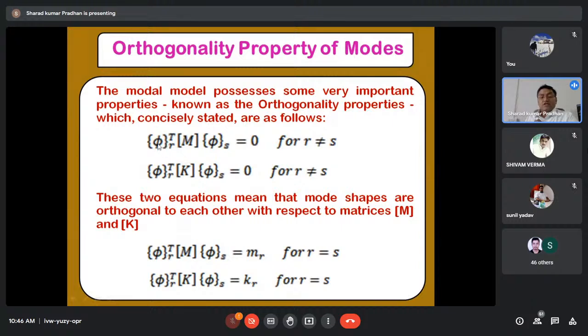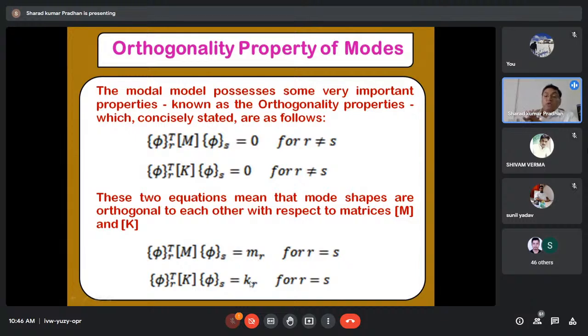Look at this. This is phi, this is phi. Phi means mode shapes: the mode shape of the rth frequency and the mode shape of the sth frequency. If you take the transpose of this, multiplied by the M matrix, multiplied by the mode shape of the sth frequency, you are going to get 0 if r is not equal to s. Similarly, if you replace M by K and again do this multiplication with the transpose, you are going to get 0 if r is not equal to s. But if r is equal to s, you are going to get Mr and you are going to get Kr. These are called modal properties, modal mass and modal stiffness.